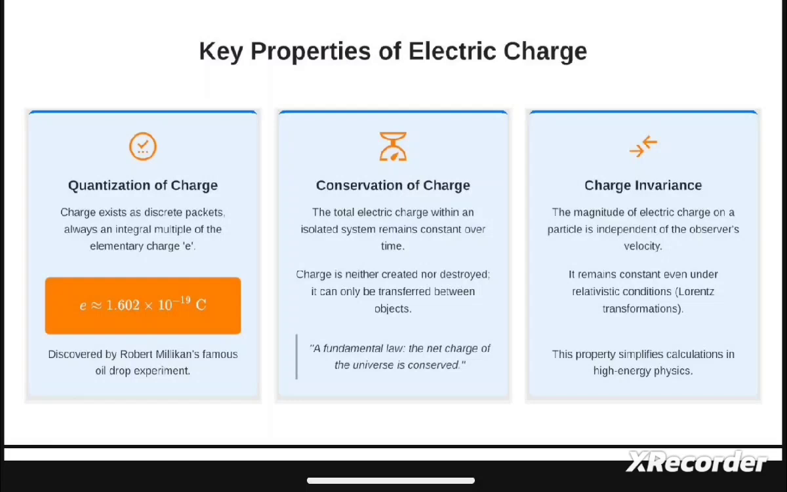And our third and last property is charge invariance. This property tells us that the magnitude of electric charge on a particle is independent of the observer's velocity. It remains constant even under relativistic conditions. This property simplifies calculations in high energy physics.